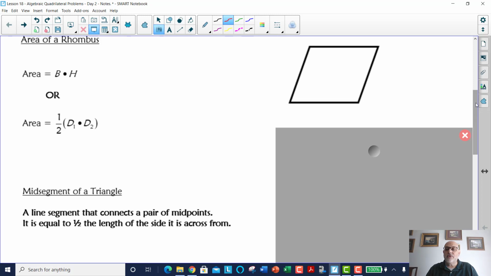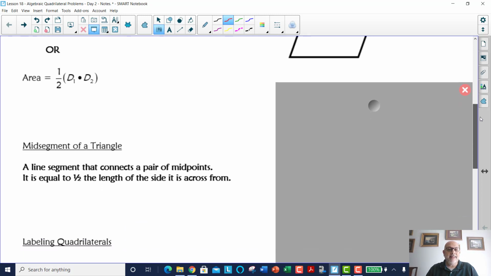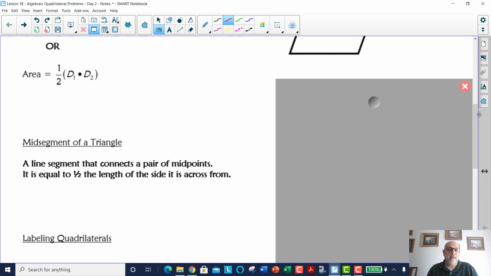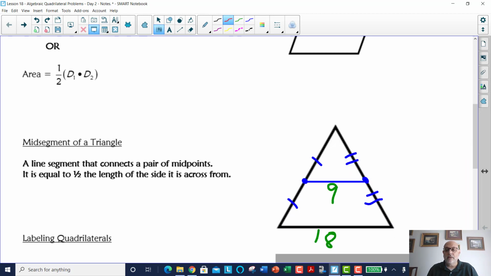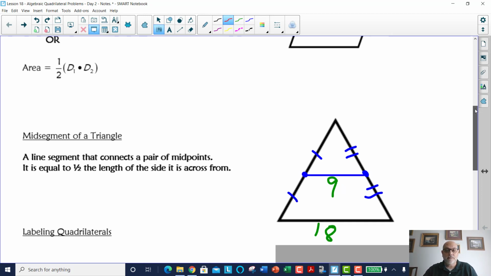The mid-segment of a triangle. Mid-segment connects a pair of midpoints. It's equal to 1/2 the length of the side that it is across from. So if I look at this triangle, we have a midpoint here, a midpoint on the other side. When I join the midpoints, that's a mid-segment. And if the base of that triangle is 18, the mid-segment will be half that. So one of the questions you need to think about is, how many mid-segments can I have in a triangle? We'll talk about that in class.